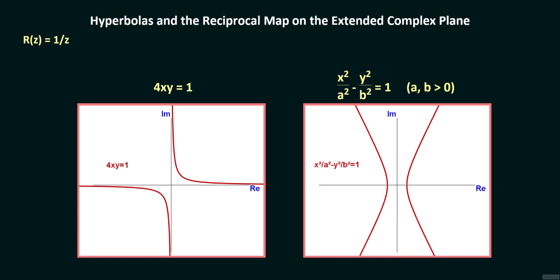For this exercise, we consider the extended complex plane as both the domain and the range of the reciprocal map, so that R of 0 is infinity and R of infinity is 0. Therefore, the origin is on the reciprocal map image of each hyperbola, since z tends to infinity in 4 different directions on each hyperbola.